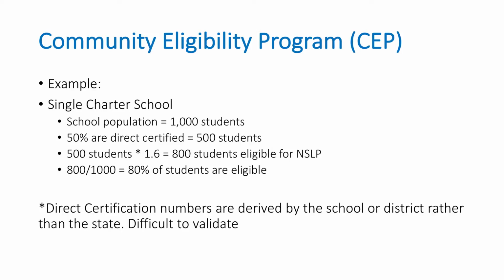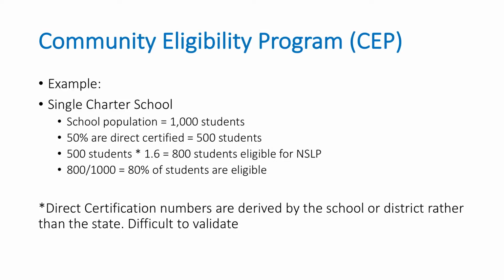Now you can take that percentage and put it in that table, and that is your factor. So in this example, your 80% eligible school would be a 90% E-rate eligible school or entity for that example. There are some challenges regarding direct certification numbers.